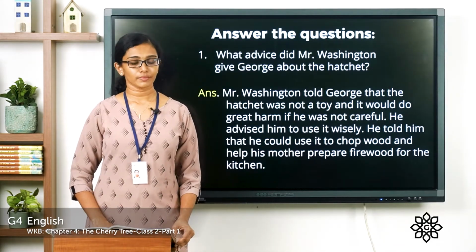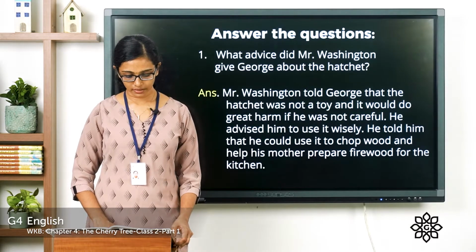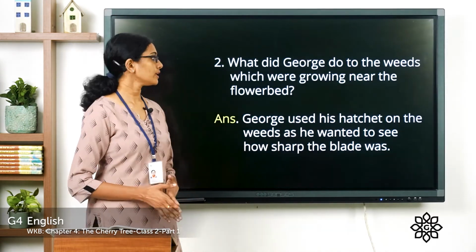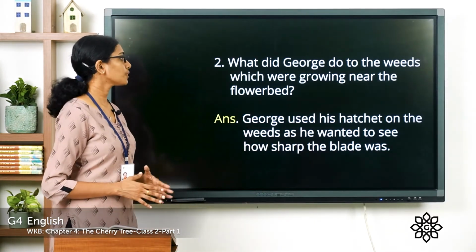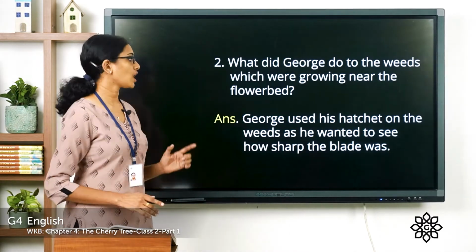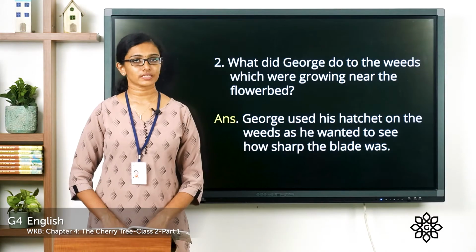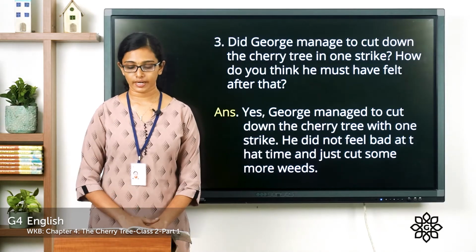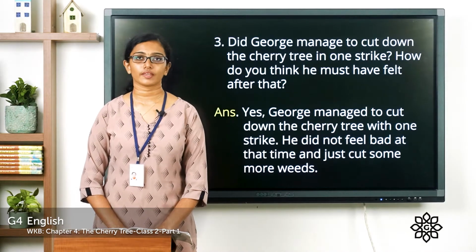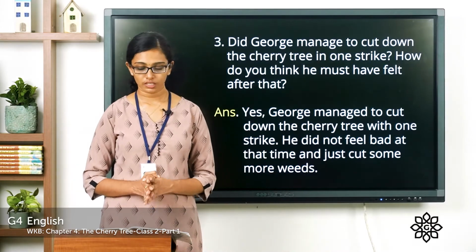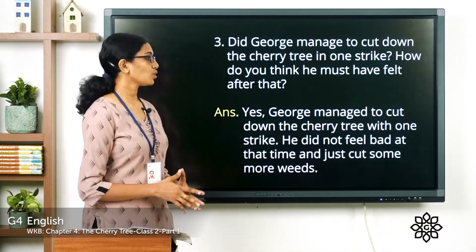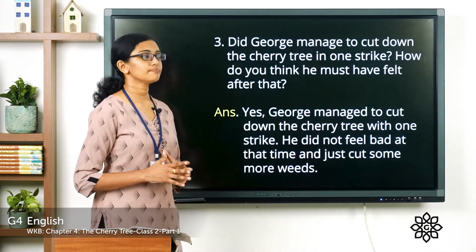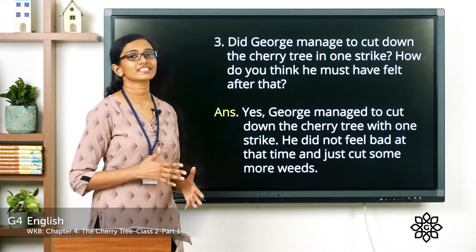Now let's move on to question number 2. What did George do to the weeds which were growing near the flower bed? So what did he do to the weeds that were growing near the flower bed? George used his hatchet on the weeds as he wanted to see how sharp the blade was. Now let's move on to question number 3. Did George manage to cut down the cherry tree in one strike? How do you think he must have felt after that? Did George manage to cut down the cherry tree in one strike? Yes, George managed to cut down the cherry tree with one strike. He did not feel bad at that time and just cut some more weeds.